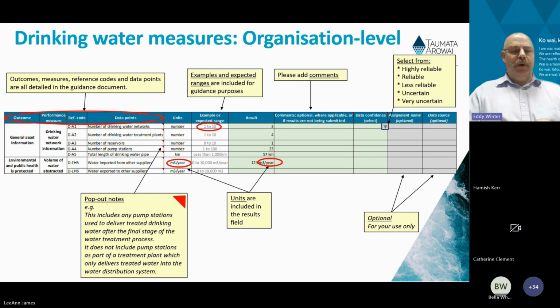Next column over, really important to use the right units. Different people use different units, but we need to be consistent. So we've included the units there, and we've also included when you enter the data. So for instance, for that one there, which is measured in cubic meters per year, when you actually enter the data in there, you don't have to enter the units. The units are automatically populated for you. So if it's in cubic meters per year, it'll say 123 cubic meters per year. So that's just to reiterate the use of the right units.